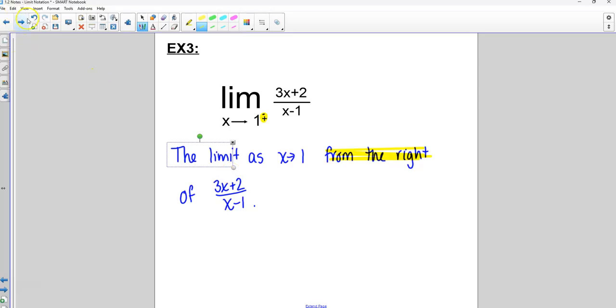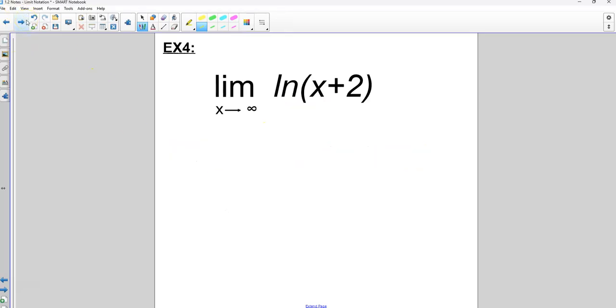Okay. I don't even know if we need to write this one down. What's the only difference on this one? There's no number, right? We're just approaching infinity. That just means way out at the end of the graph. We could also approach negative infinity, which means way over at the left side of the graph. That one might be the one you're most familiar with, because we use it the most often in pre-cal when talking about end behavior. So this is limit as x approaches infinity of natural log of x plus 2. We'll move on quickly.